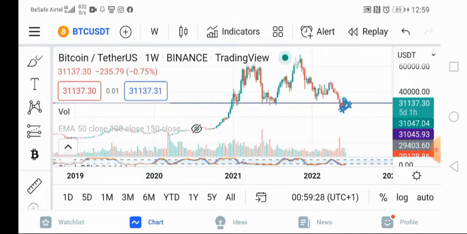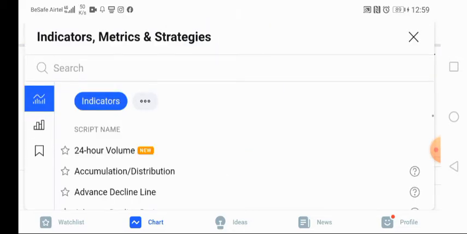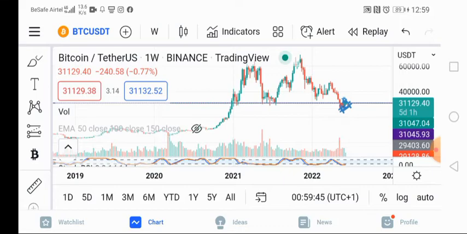Another method you can use to buy the dip, a lot of people use to buy the dip, is using what? Moving average, exponential moving average. To get your moving average, you go to the indicators here and you type moving average, but I already have mine on my chart, so I'm not going to do that. So you can just do that when you're ready.